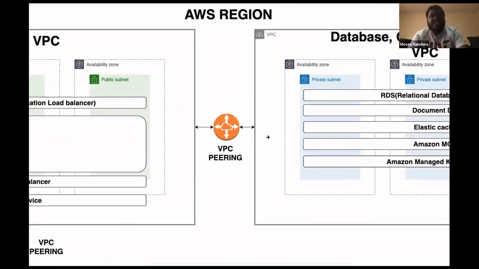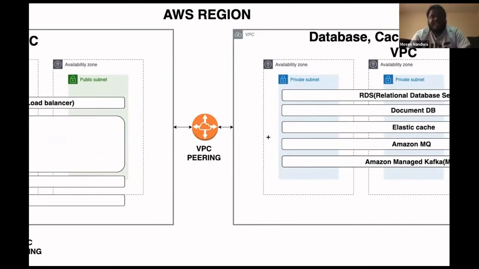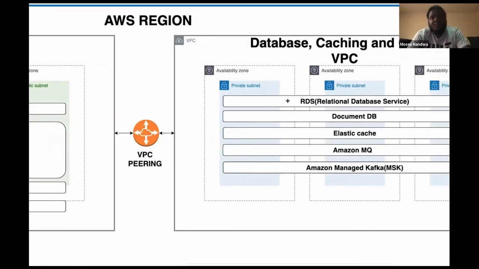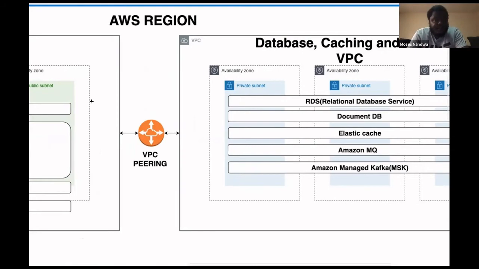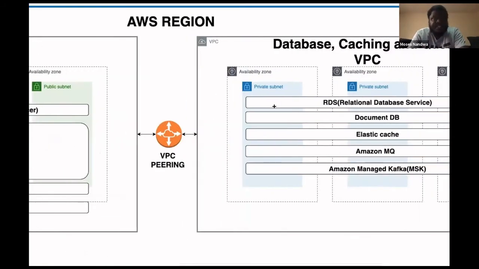Then to connect the two, we use VPC peering, whereby we say that these subnets should talk to this subnet. And again, remember to only allow the traffic that you need. For example, if your DB is MySQL, which runs on port 3306, only allow traffic from this VPC to this VPC on the given port.